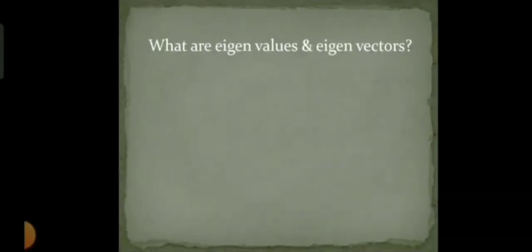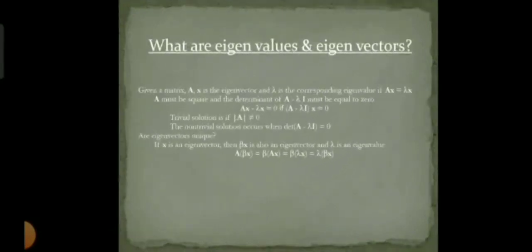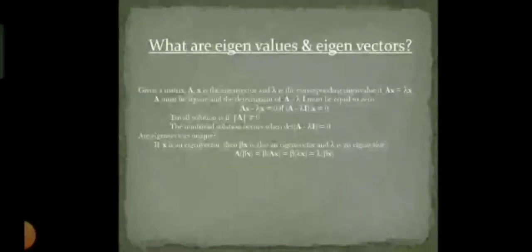So, what are eigenvalues and eigenvectors? Let us see. Given a matrix A, x is the eigenvector and lambda is the corresponding eigenvalue. If Ax is equal to lambda x, A must be square and the determinant of A minus lambda I must be equal to 0. The trivial solution occurs if the determinant of A is not equal to 0. The non-trivial solution occurs when the determinant of A minus lambda I is equal to 0.